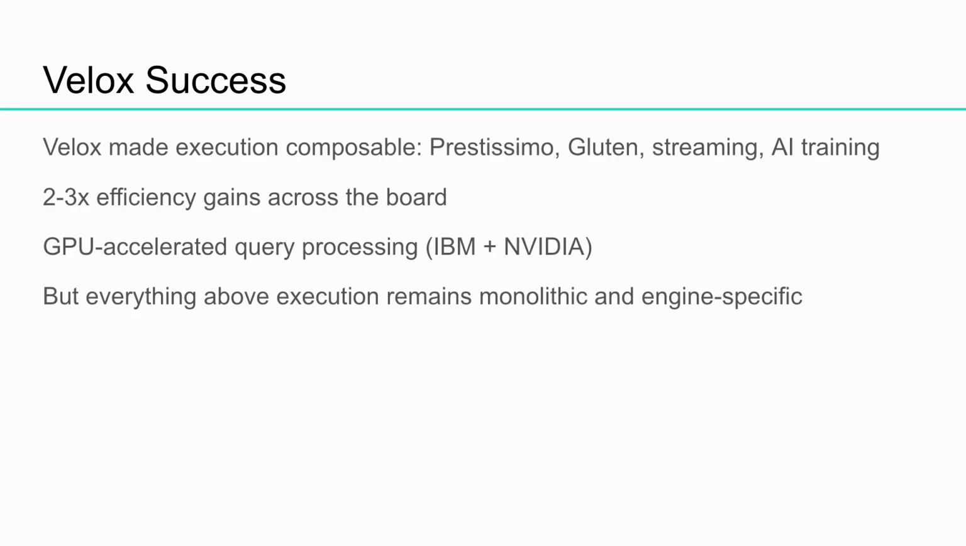But here's the thing. Velox solved composability for the execution layer. But everything above, parsing, optimization, coordination, remains monolithic and engine-specific. Each engine has its own full stack above Velox, and those stacks don't share anything. That's the gap we set out to fill. But before we show you how, let's look at why this matters for users and developers.